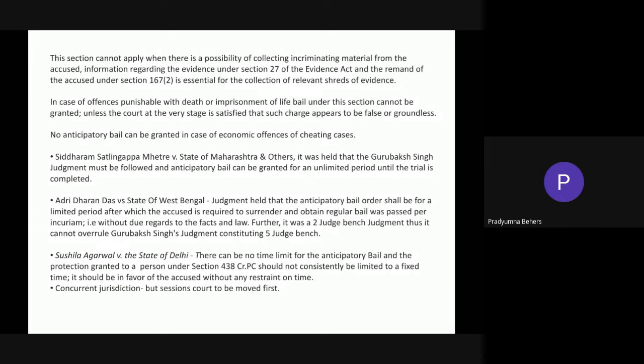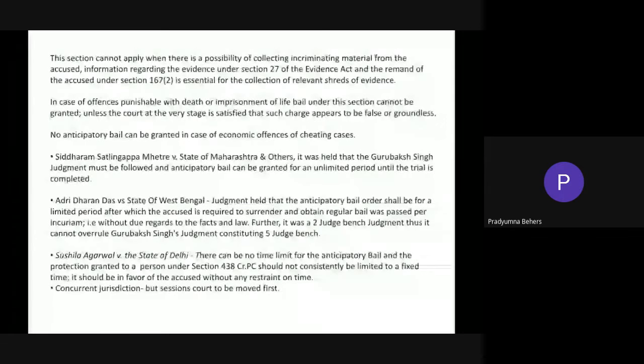This section cannot apply when there is a possibility of collecting incriminating material from the accused and information regarding the evidence under Section 27 of the Evidence Act, and the remand of the accused under Section 167(2) is essential for the collection of relevant evidence. So, if there is such a possibility, in such cases, this section cannot apply.